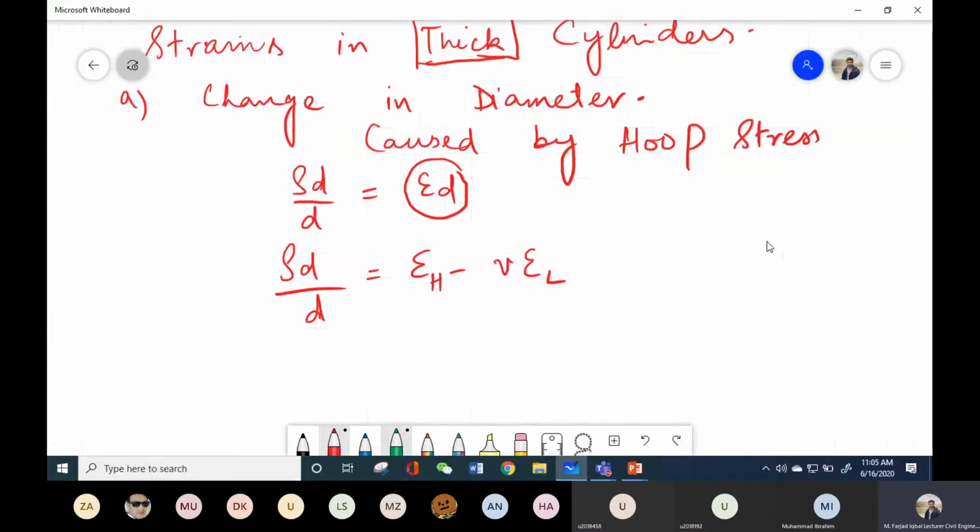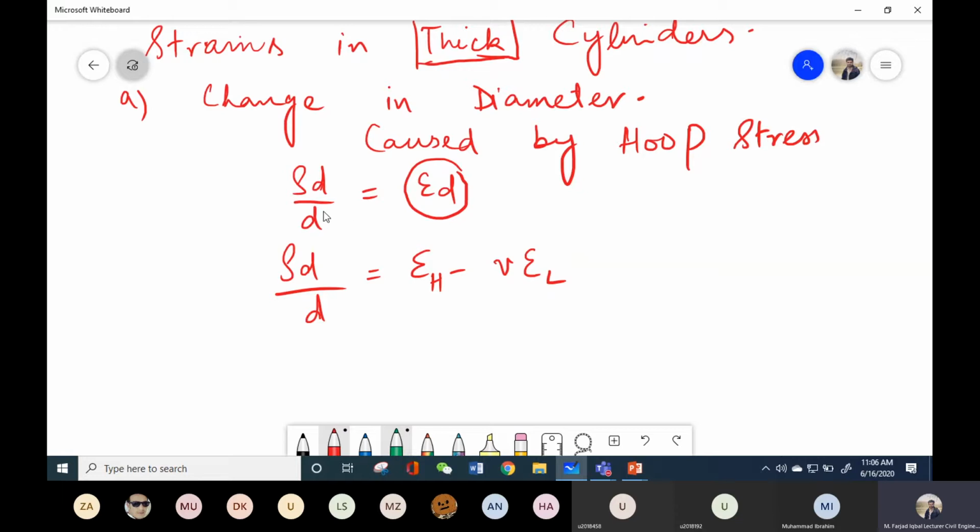So I was talking about how we can determine the change in diameter in the case of thick cylinder. The concept is the same as we applied in the case of thin cylinder. We know that the change in diameter is caused by the hoop stresses because they are acting perpendicular to the cross section. And if you remember that figure of the cylinder, the hoop stresses can cause the elongation of the radius or the diameter of the cylinder.